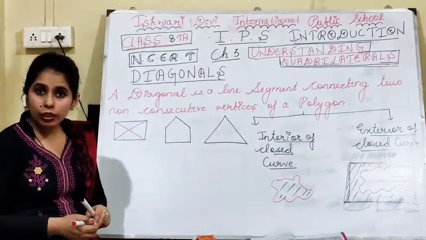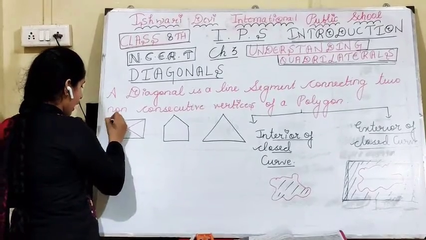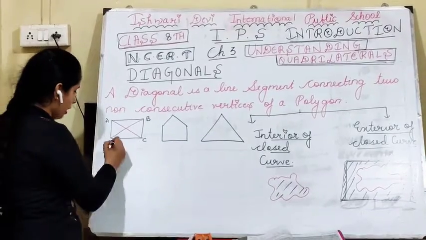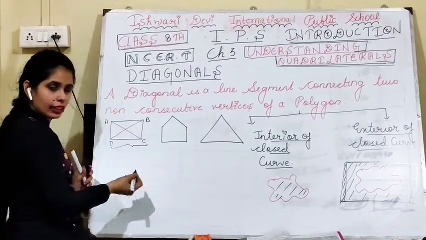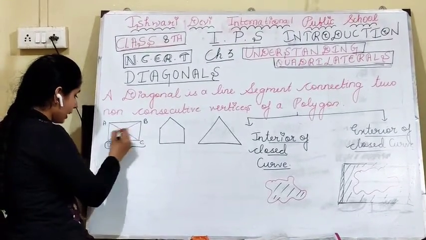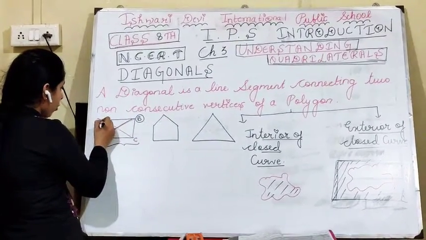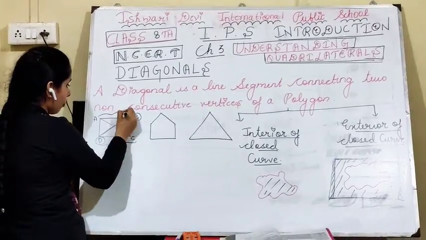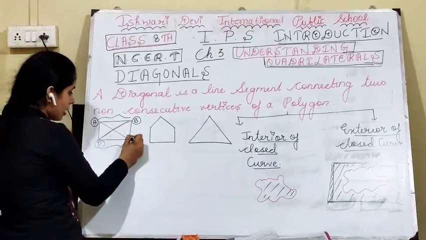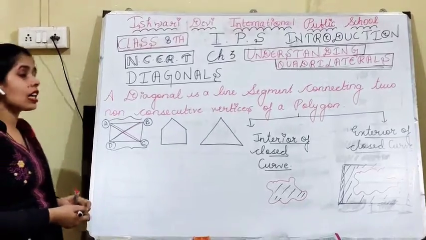Now what are the consecutive vertices? Consecutive vertices are, for example, if we say A, B, C, D, then consecutive will be D to C. These two are consecutive. So which will be non-consecutive? D and B, so connecting these two. And A and B are consecutive, and which is non-consecutive to A? A and C. So the line will be like this, right? So this is known as the diagonal.